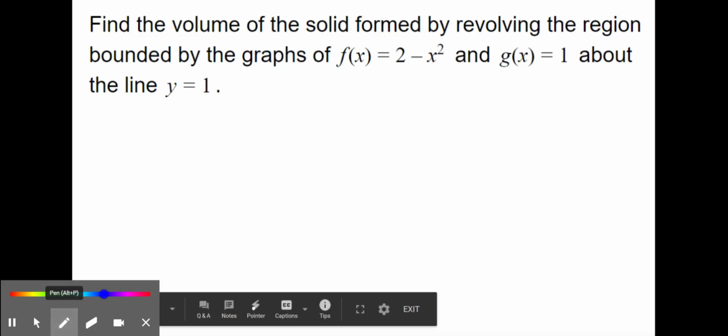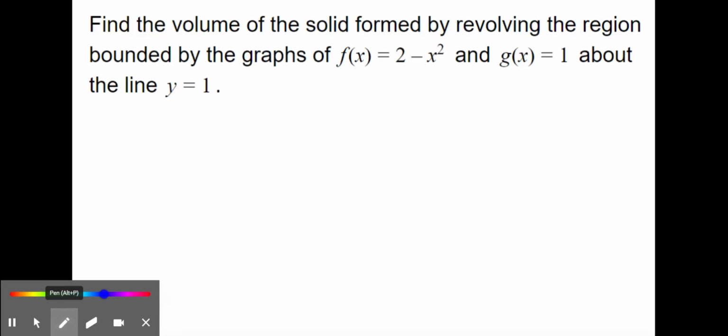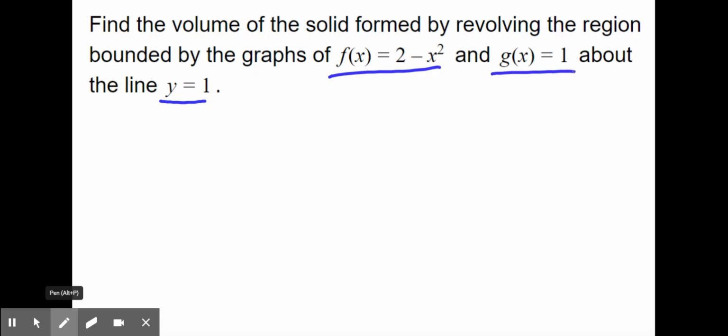It says here, find the volume of the solid formed by revolving the region bounded by the graphs of f of x equals 2 minus x squared and g of x equals 1 about the line y equals 1. So in this case, we're not going to revolve around the x-axis. So let's start by sketching our region. We should be able to do that by hand. Why don't you go ahead and graph both of those equations on an xy axis, and get an idea what your region is.